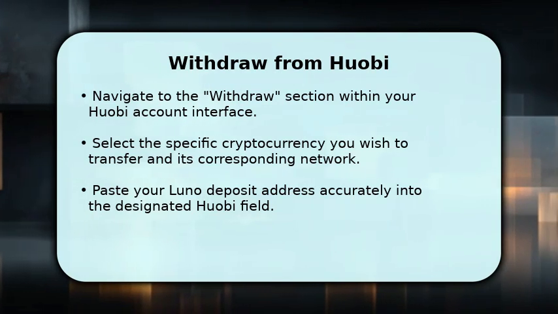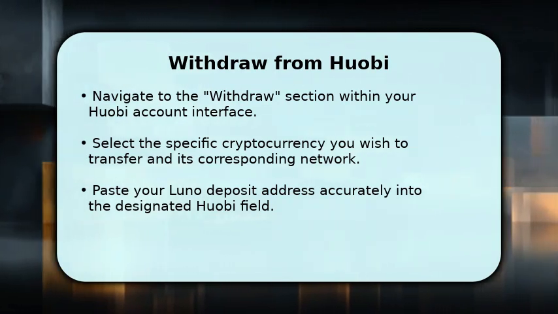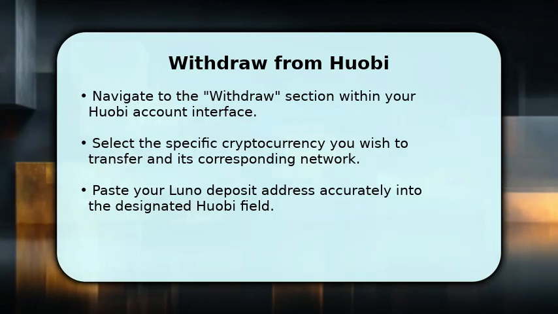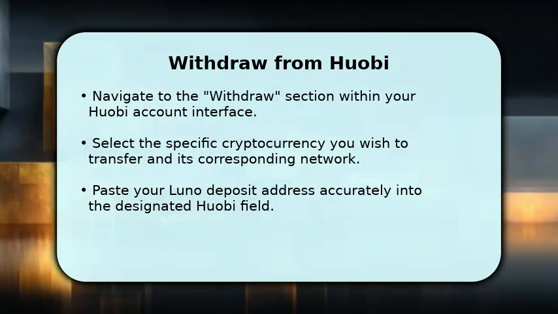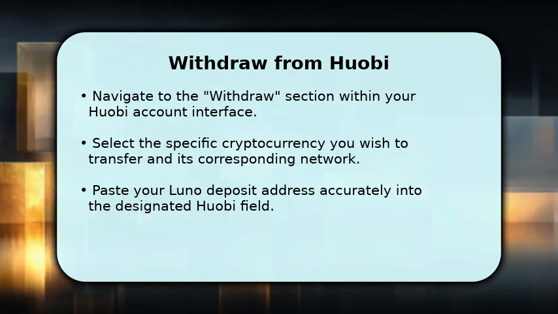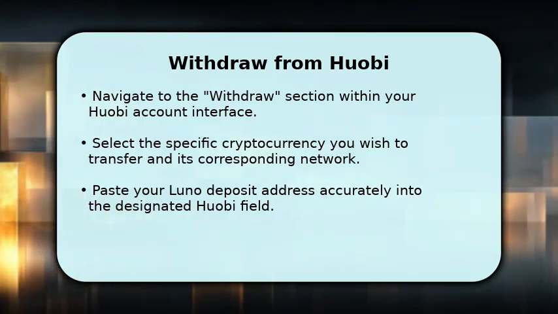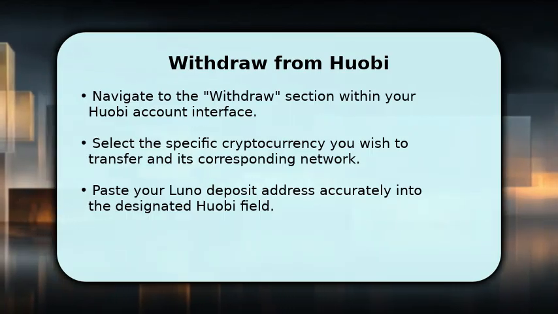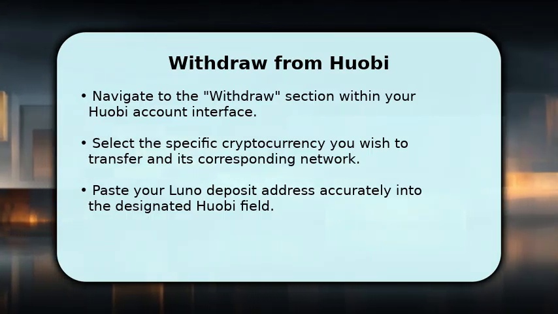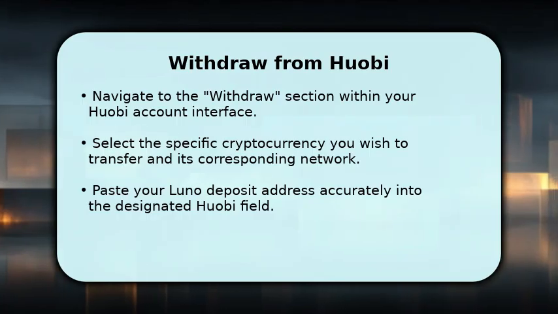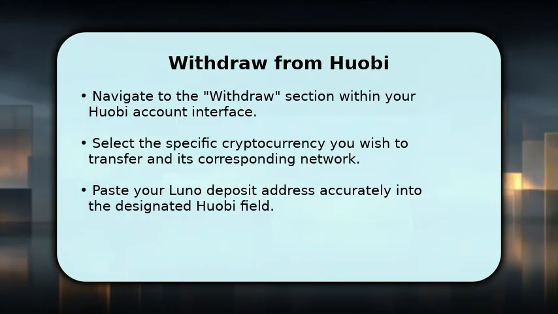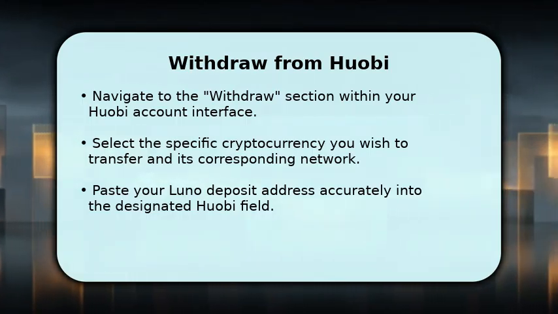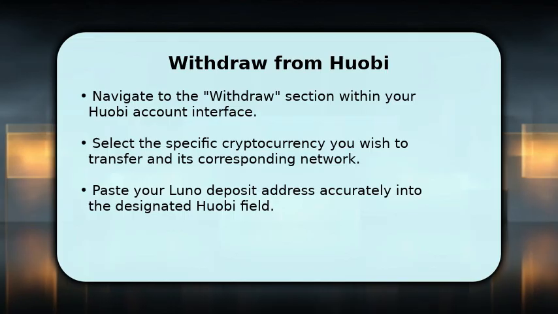Now, let's begin the withdrawal from Huobi. Log into your Huobi account and find the withdrawal option. Choose the exact cryptocurrency you want to move, like Bitcoin or Ethereum. Crucially, select the correct network. For example, use ERC20 for Ethereum. Then, paste the Luno deposit address you obtained, ensuring it is precisely correct to avoid any errors during the transfer.